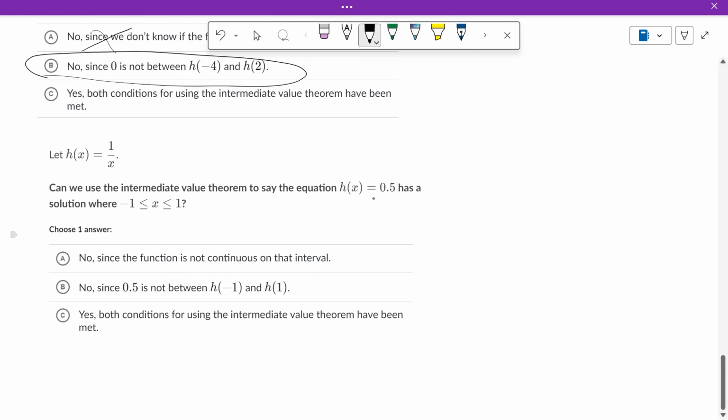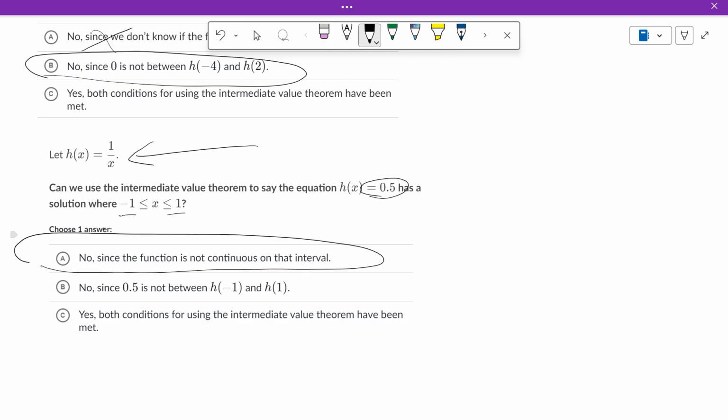Can we use the intermediate value theorem to say that we have a 0.5 when we go from -1 to 1? Did we establish that this is a continuous function anywhere? No, we don't say it's a continuous function. And if you actually graph it, you can see it's not continuous because at 0, it's an asymptote. If it's not a continuous function and 0 is in between -1 and 1, then you can't use the intermediate value theorem. It has to be continuous.